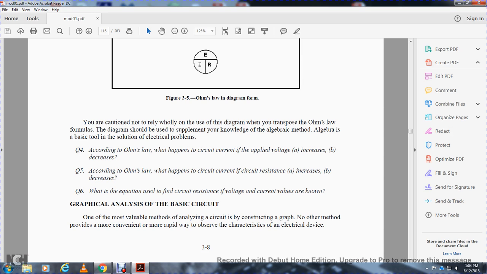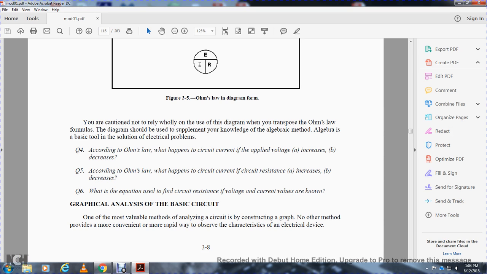Algebra is a basic tool for the solution of electrical problems. According to Ohm's law, what happens in the circuit when the voltage A is applied and the current B increases? When the resistance decreases, what happens? If the resistance increases, the current decreases. Find the circuit where the voltage and current values are known.